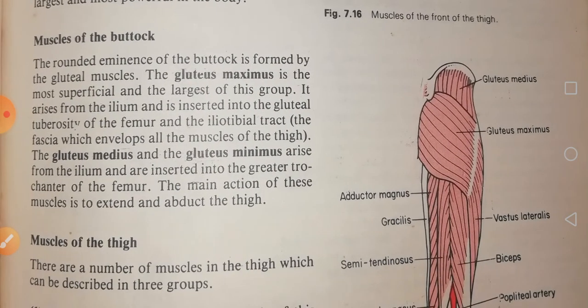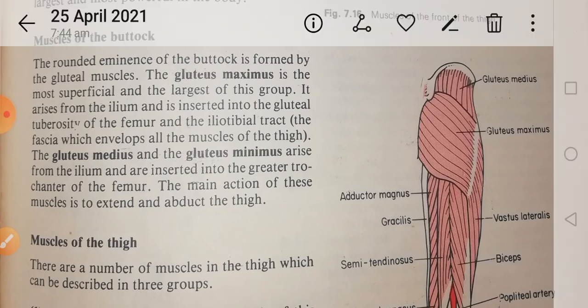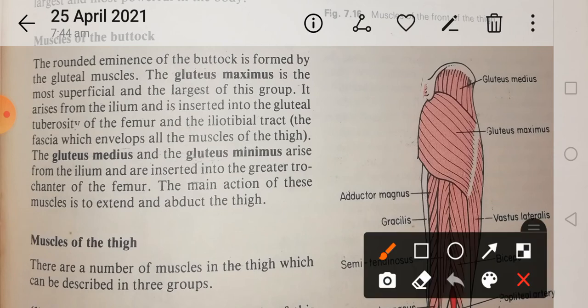Muscles of the buttock: gluteus maximus is the most superficial and largest of this group. The largest muscle in our body is the gluteus maximus. This is also an important question. It arises from the ilium and is inserted into the gluteal tuberosity of the femur and the iliotibial tract. Gluteus medius and gluteus minimus arise from the ilium and are inserted into the greater trochanter of the femur. Mainly the gluteus maximus extends and abducts the thigh.